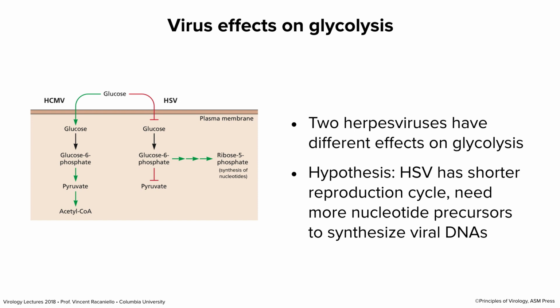The result of blocking glucose uptake is that you have a backup of the pathway at the pentose phosphate step, and that gives you lots of nucleotides. So the idea here is that herpes simplex virus has a faster replication cycle than cytomegalovirus. It needs a lot of nucleotides to be made very quickly, and therefore it has this inhibition of glucose uptake, which gives you more nucleotide synthesis than does human cytomegalovirus.